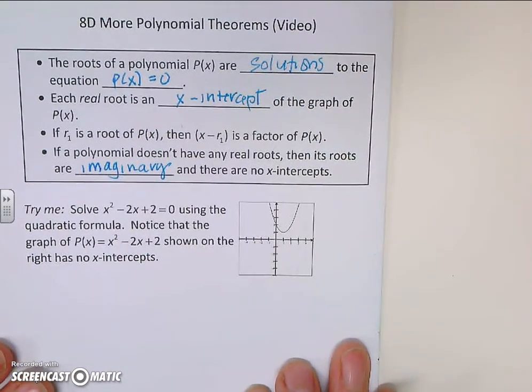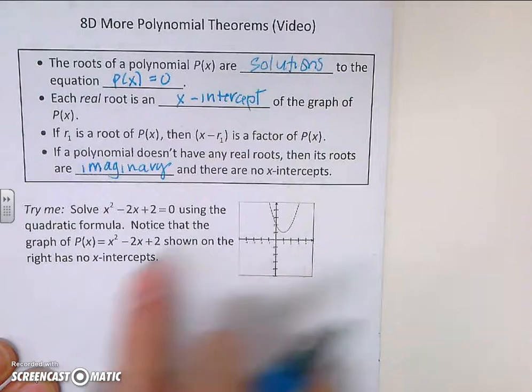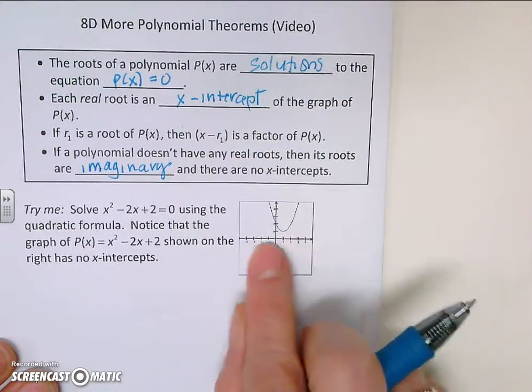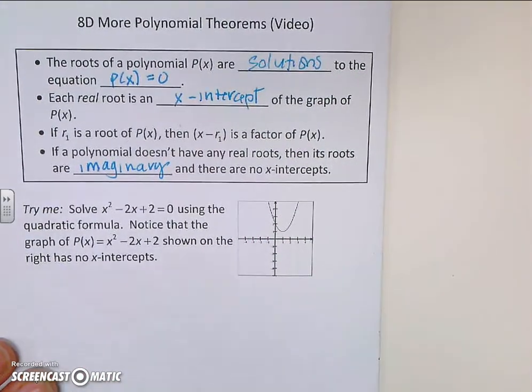All right, so what I want you to do is try this first one, kind of get back in the groove, solve it by using the quadratic formula. Once you do it, you get your solution, which will be imaginary. Notice that the graph doesn't have any x-intercepts right there.